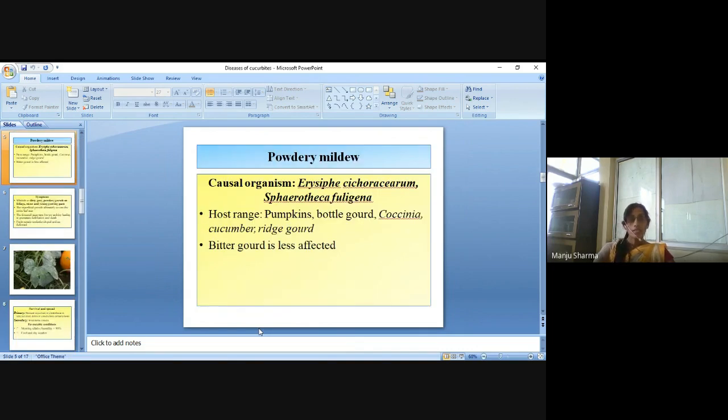Now, the next disease is powdery mildew. The causal organisms are Erysiphe cichoracearum and Sphaerotheca fuliginea. The host range includes pumpkin, bottle gourd, coccinia, cucumber, and ridge gourd. Bitter gourd is less affected.